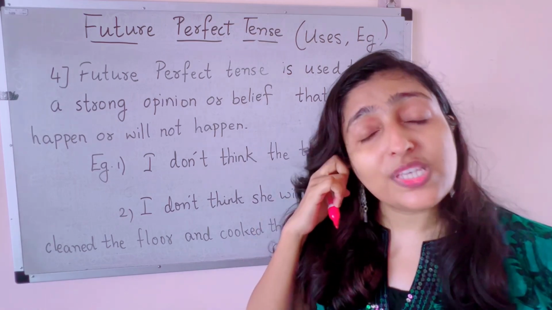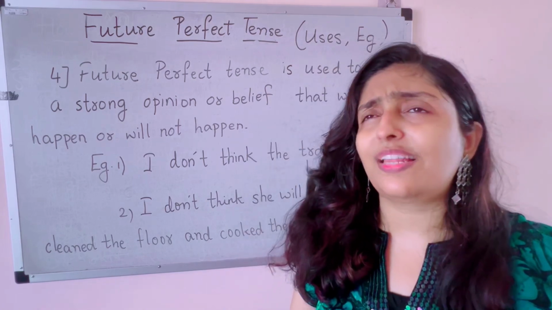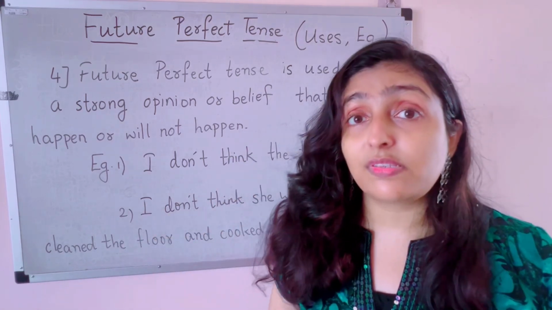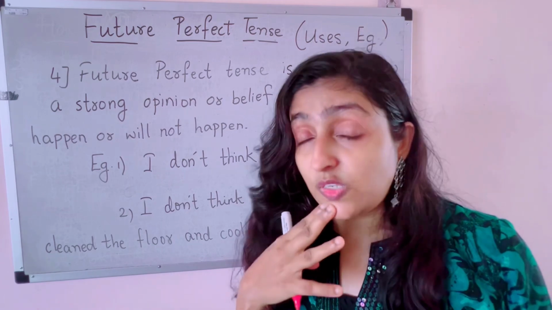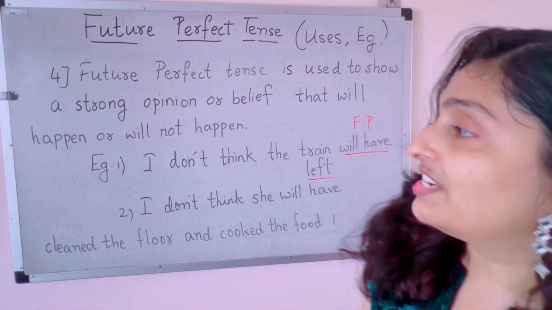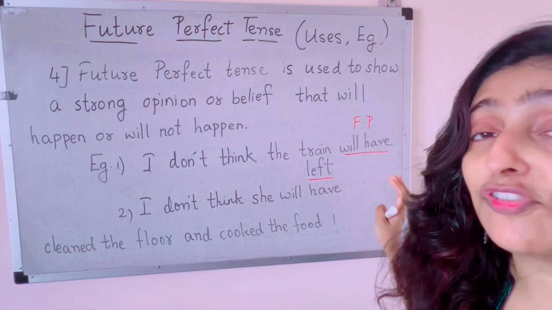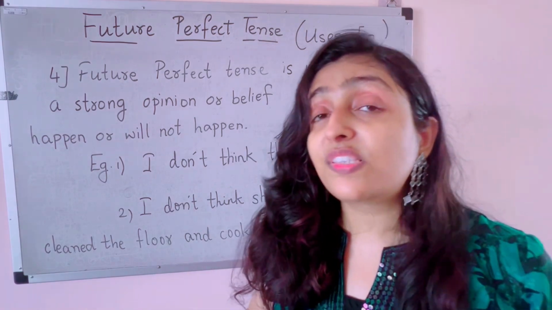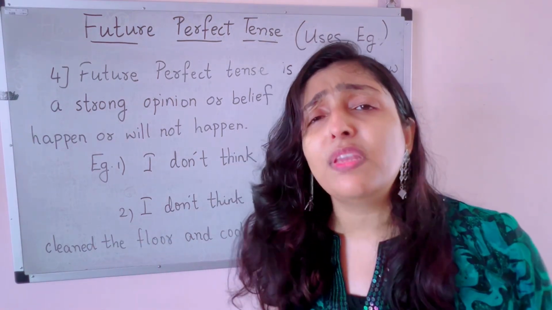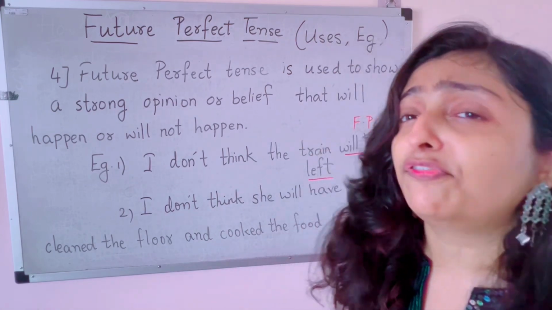You can use, in such situations when it's a conviction, words like I think, I guess, I surmise, assume, I suspect. These are the words suitable for conviction. I don't think the train will have left. So you are asking your sister to hurry up, you have to leave your home in 5 minutes. Even now, I don't think the train will have left, okay?